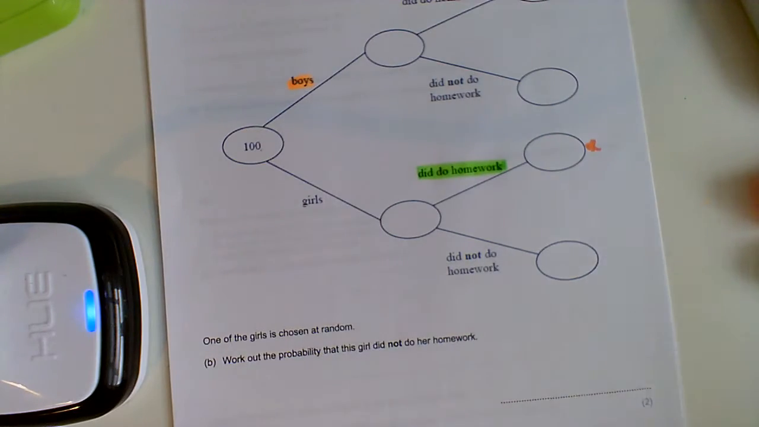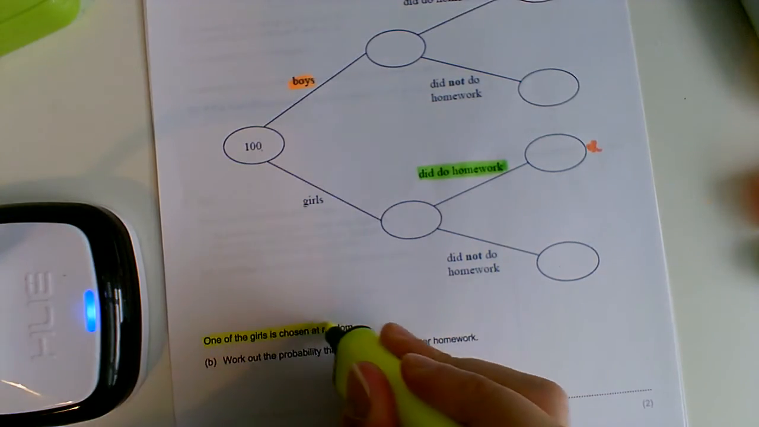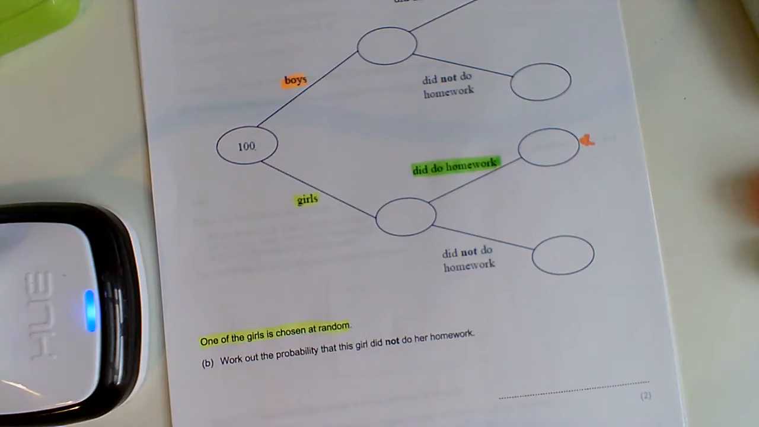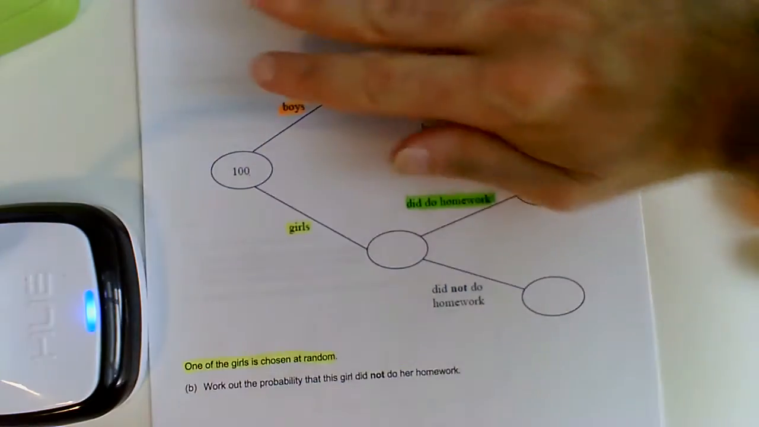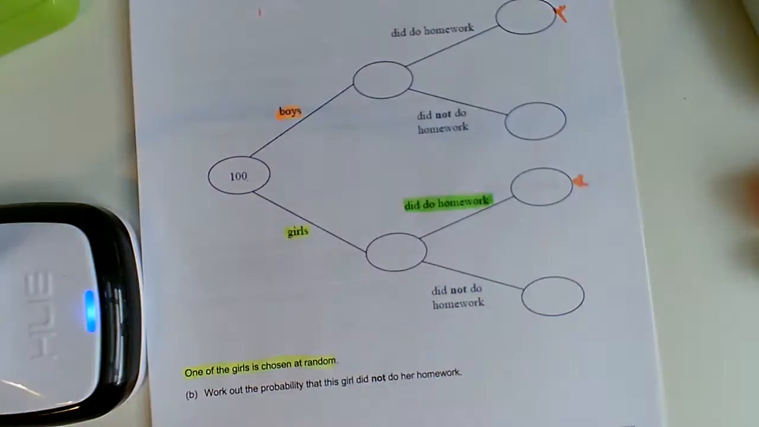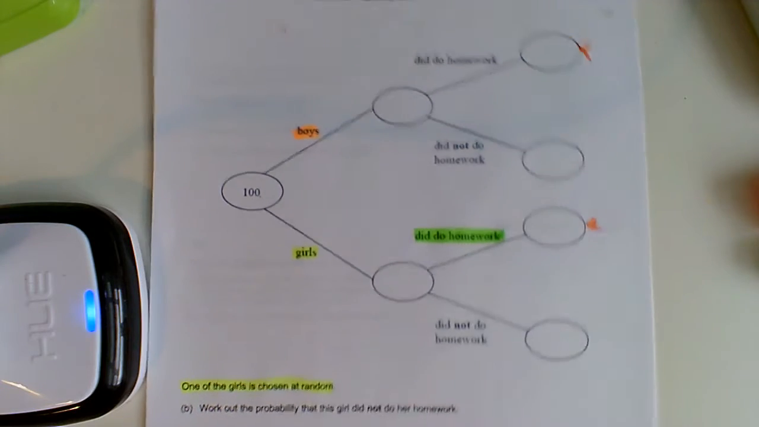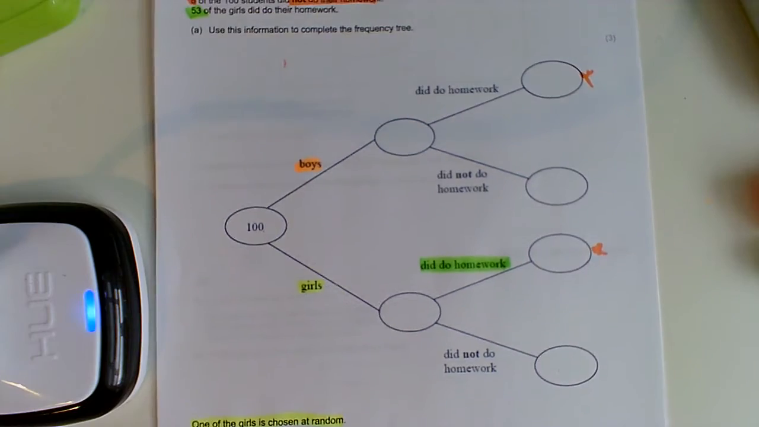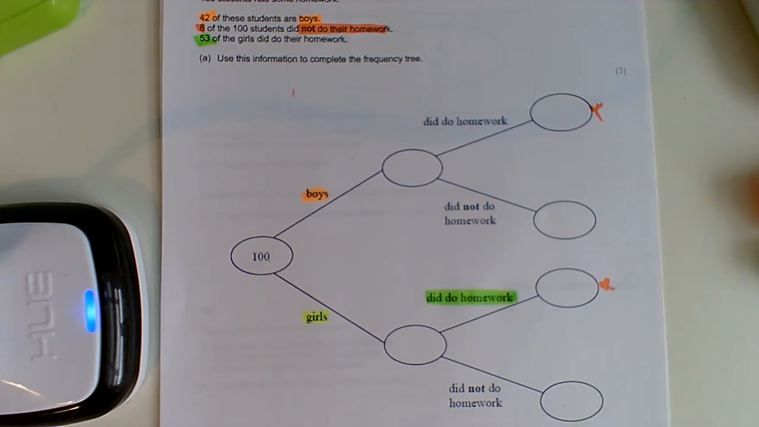And in this one, again, one of the girls is chosen at random. So all that means is that you are just looking at the girls' part. You are not looking at the boys, you are just looking at the girls. So again, give it a couple of minutes, have a go at that, pause the video, and then when you're ready, start it again, we'll go through it.